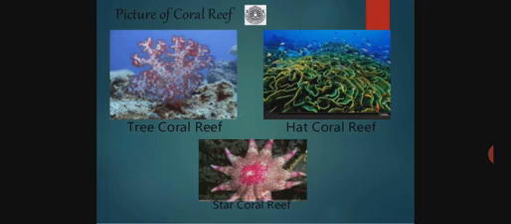Some types of coral reef pictures have been shown here in this slide. The first one is a picture of a tree coral reef. You can see the tree-like branching in this type of coral reef. There is another type of coral reef here, called the hat coral reef. As it appears like a hat, hence it is called hat coral reef. And the next one is the star coral reef. As the name itself suggests, it is star shaped, and you observe the vibrant colors exhibited by these different types of coral reefs.